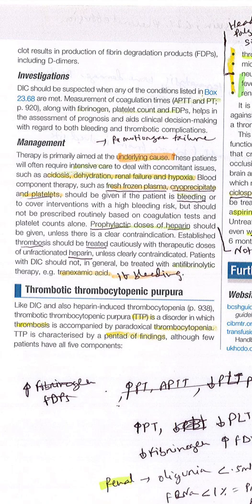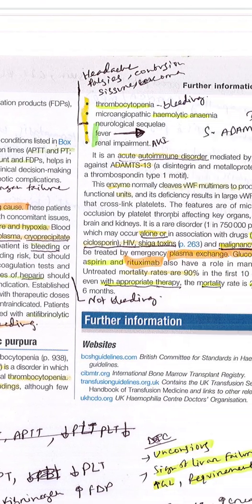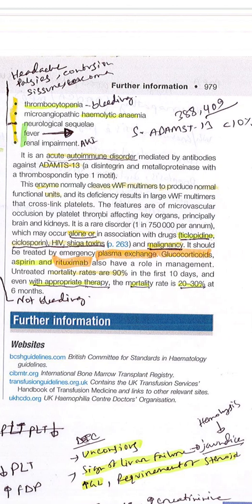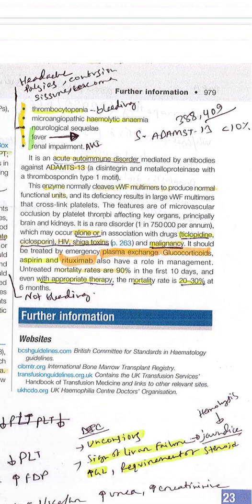Thrombotic thrombocytopenic purpura, disseminated intravascular coagulation, and heparin-induced thrombocytopenia are thrombotic disorders but associated with thrombocytopenia. The clinical features are from head downward. In head, neurological sequelae. In forehead, there is fever. In heart, there is hematological disorder. Hematological disorders are thrombocytopenia and thrombotic microangiopathic intravascular hemolytic anemia. And in the back there will be renal impairment, and serum ADAMTS13 will be less than 10%.